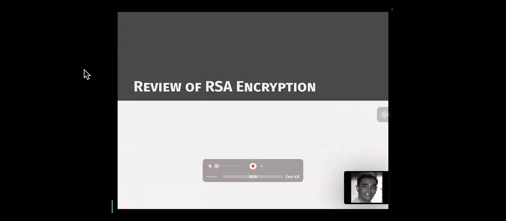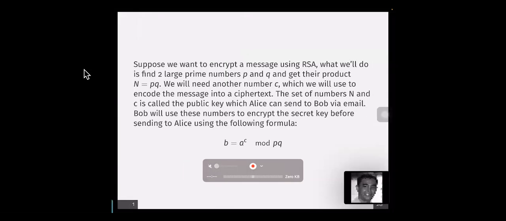So before we go into the theory, let's review what RSA encryption is. RSA encryption is a kind of asymmetric encryption, which means that there are two keys. One is the public key and the other one is the private key.